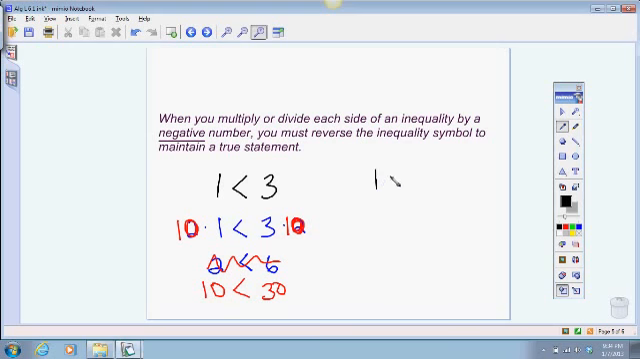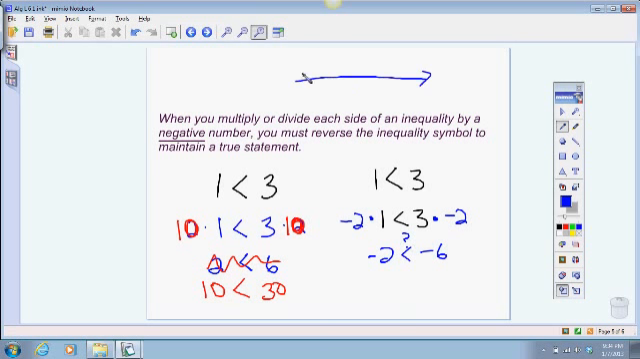Let's look at when we multiply by a negative number. If we have 1 is less than 3, still a true statement, but let's say I wanted to multiply each side by a negative 2. Now, look at what happens. Negative 2 times 1 is negative 2. 3 times negative 2 is negative 6. Does our inequality hold? Is negative 2 less than negative 6?